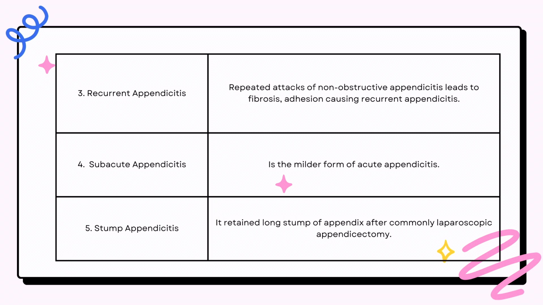Okay, we've talked about obstructive and non-obstructive appendicitis. Now the third one is recurrent appendicitis. Repeated attacks of non-obstructive appendicitis lead to fibrosis and adhesion that cause recurrent appendicitis. The fourth one is subacute appendicitis, that is the milder form of acute appendicitis. The fifth one is stump appendicitis. It is due to a retained long stump of the appendix, most commonly after laparoscopic appendicectomy.